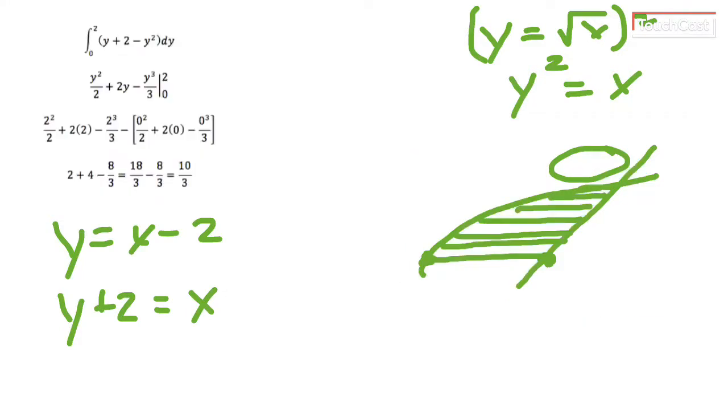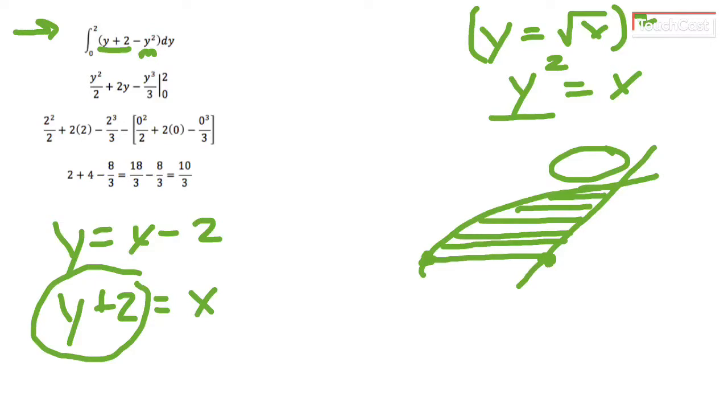Watch this. Here's my new integral. I'm integrating from bottom to top. So the lowest y in the picture was 0. The highest y is 2. And I'm going to have my right-hand curve subtracting my left-hand curve. Here's my right-hand curve, y plus 2. And I'm going to subtract the left-hand curve, which we said was always y squared.